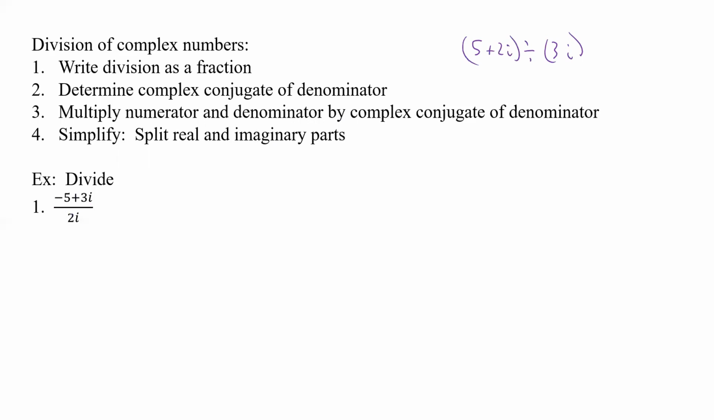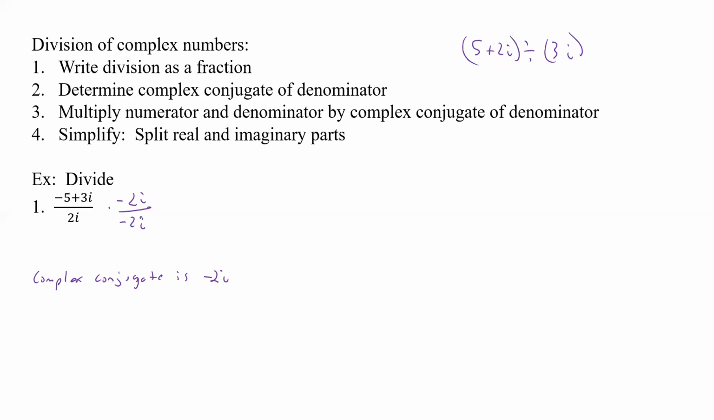Okay, and that's just going to make things a lot easier, because what we're going to do is first determine the complex conjugate of the denominator. So if this is the original complex number, the complex conjugate is a negative 2i. Okay, so we've determined it here. So the complex conjugate is a negative 2i. Okay, now we're supposed to next multiply the numerator and denominator by the complex conjugate of the denominator. Well, that means we're going to multiply by a negative 2i over a negative 2i.